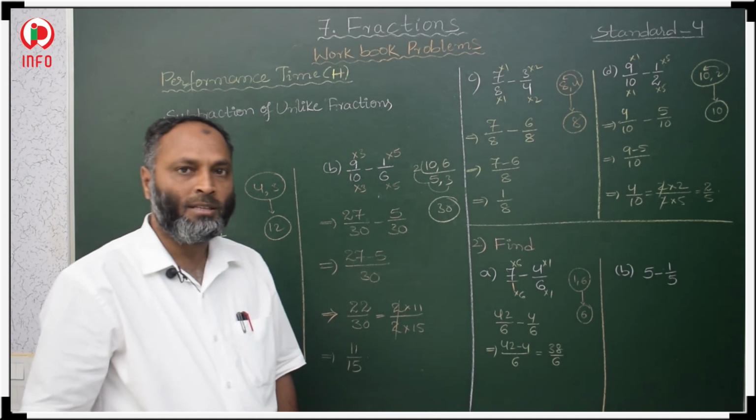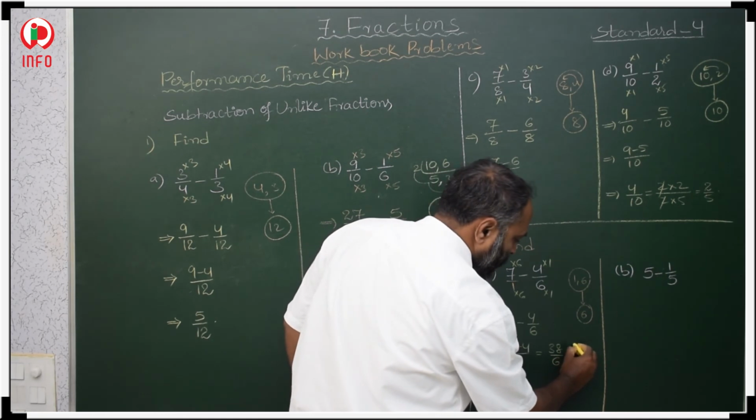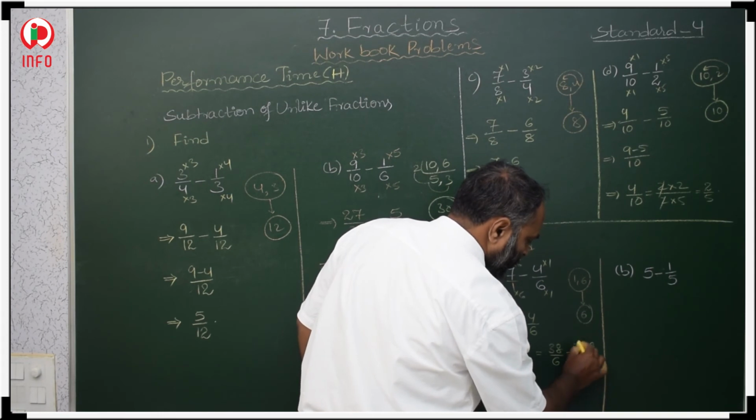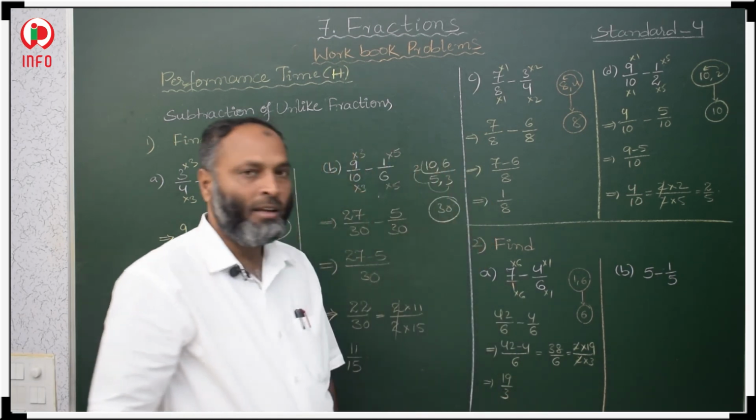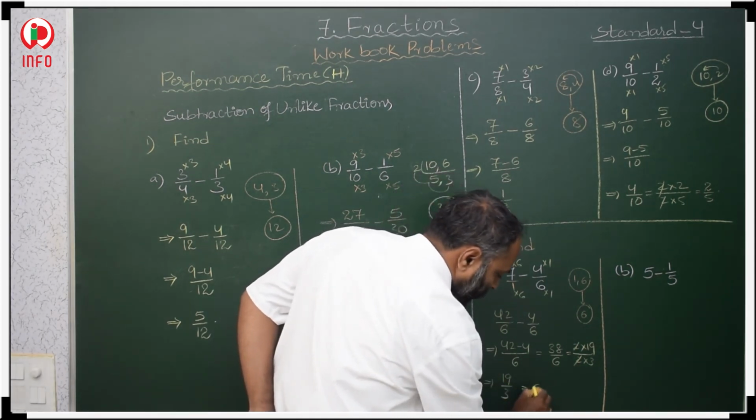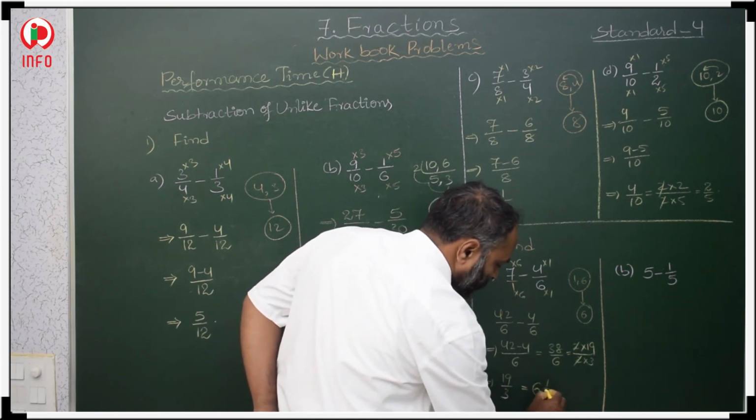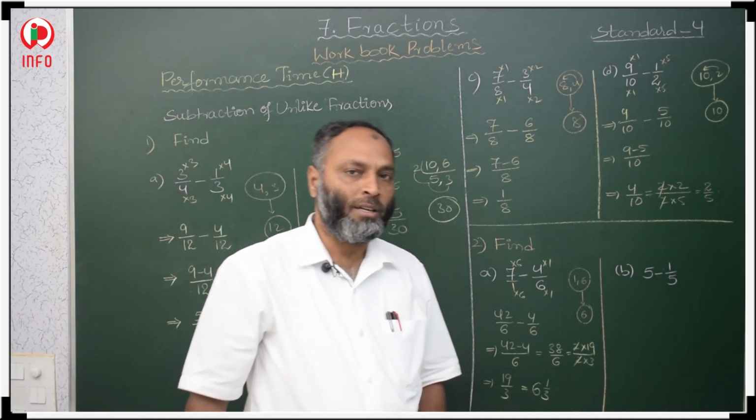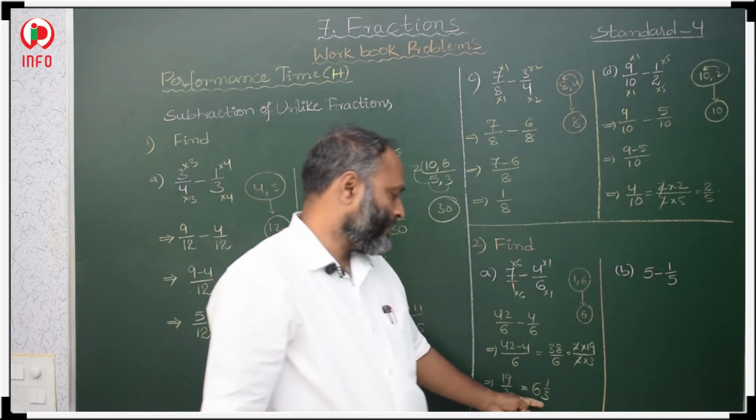38 by 6. Now, simplified form, 38 means 2 19s are, 6 means 2 3s are, 2 2 cancel. 19 by 3. It is an improper fraction, convert into mixed fraction. 3 6s are 18. 18 means 19, 1 left, 1 by 3. That we have to write. So, you have to do in detail how to convert to mixed fraction. Already we did how to convert the given fraction into mixed fraction. In that way, you have to do this one.